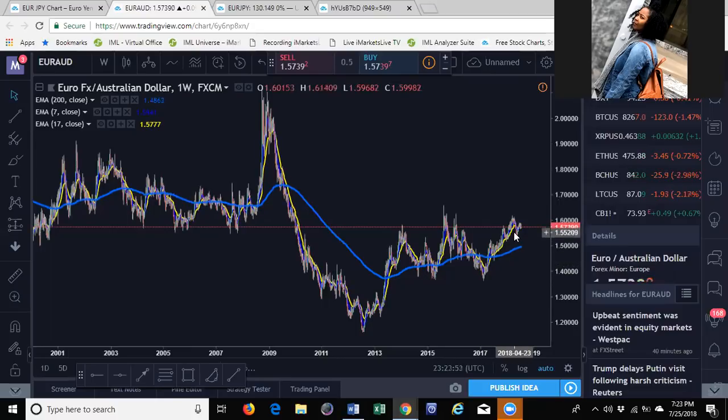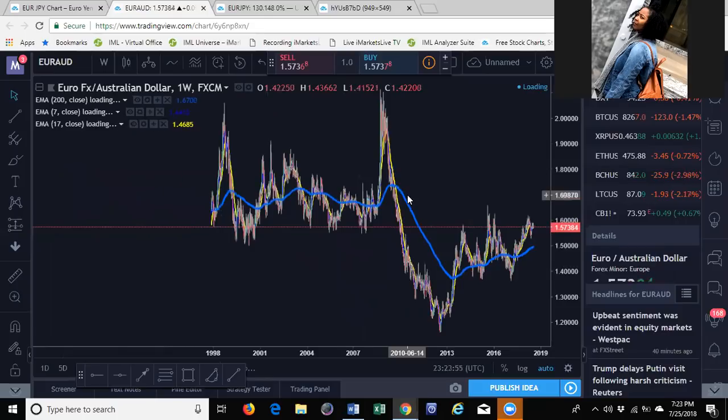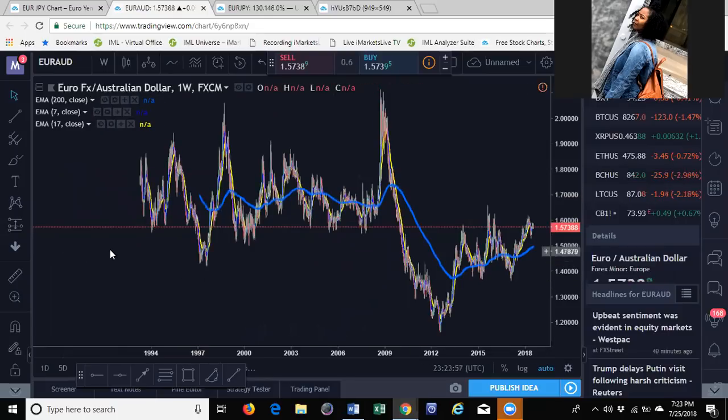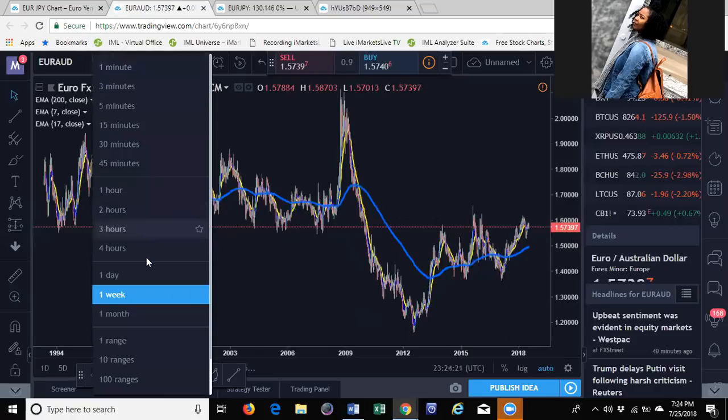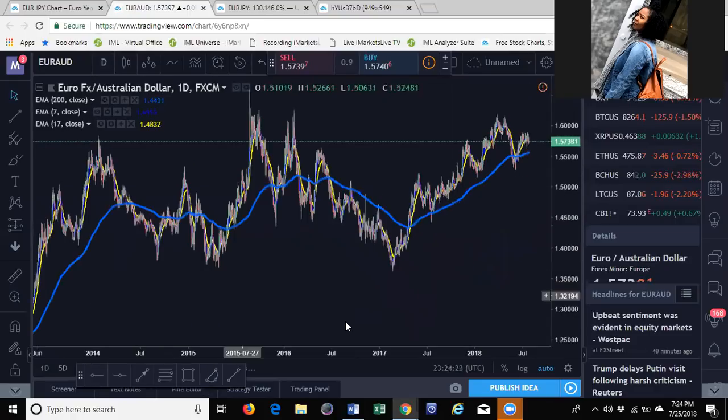So what are we looking for here? When you look at the overall big picture, and this just goes all the way back in time, as you can see, back to 1993, we may be looking for a look to the upside for the euro, and there may be some strength indication with things that are going on in the world, that the euro may gain some strength. So okay, with that being said, let's go to the daily chart.